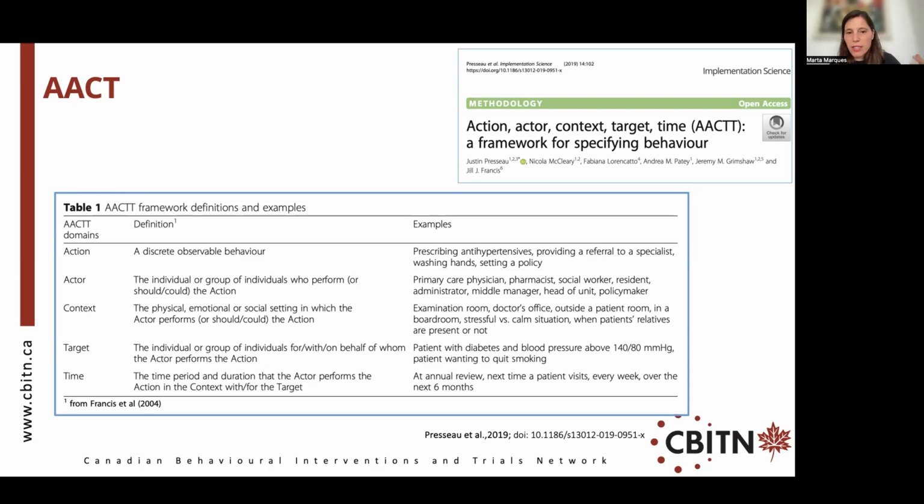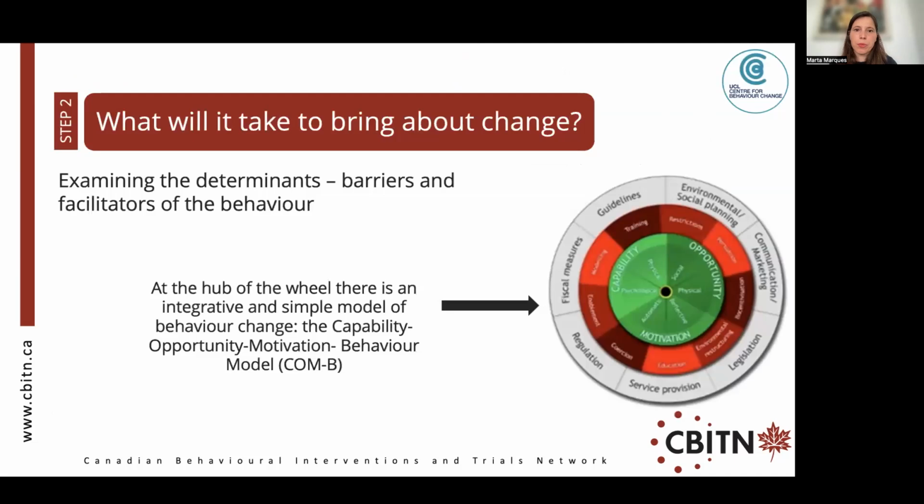Who is the actor? So who is the person or group of people that need to perform the action? The context: what is the setting? And this can be physical, emotional, or social, in which the actor needs to perform the action. What is the target? So what are the individuals that are going to be the target population, and the time period in which the actor needs to perform the action or behavior in that context. So all of them are linked, and if you go to this paper, you have really good examples.